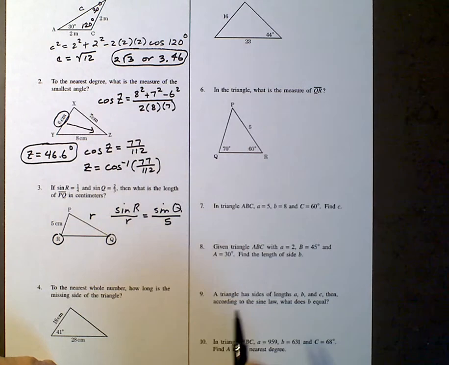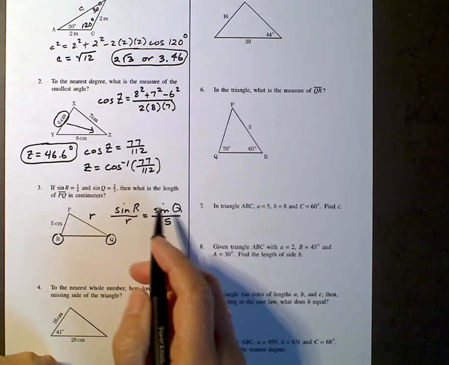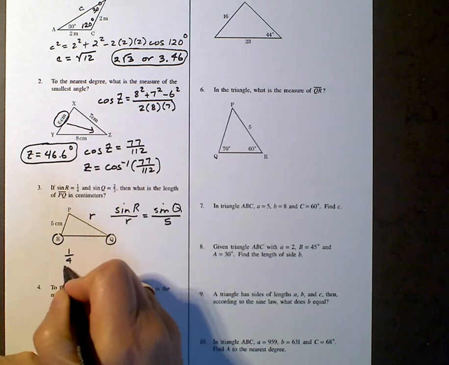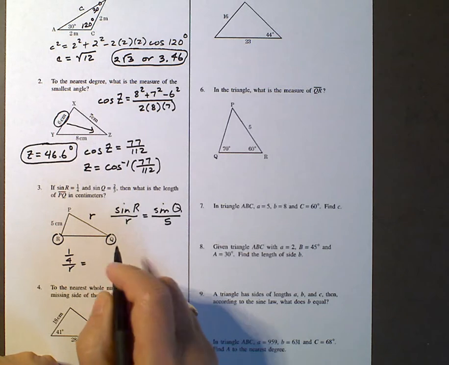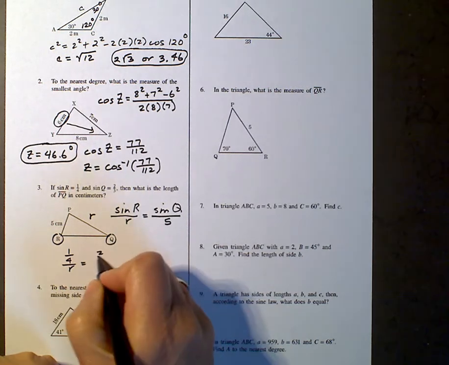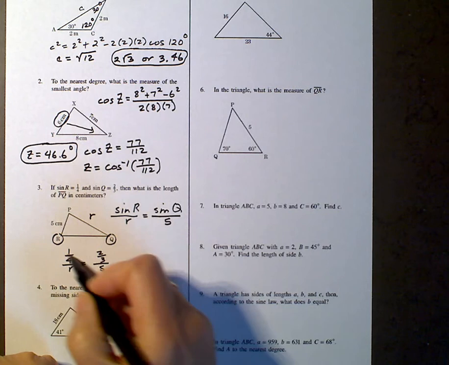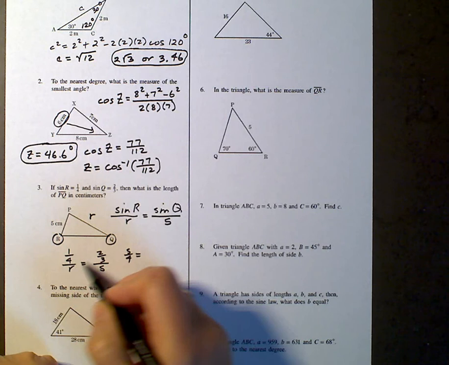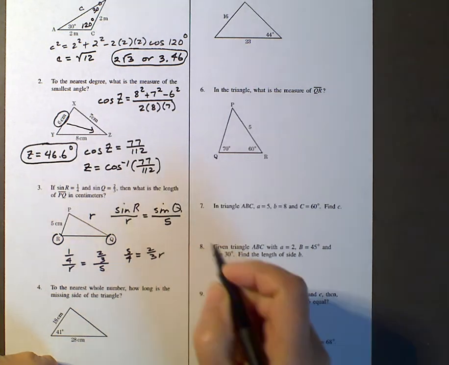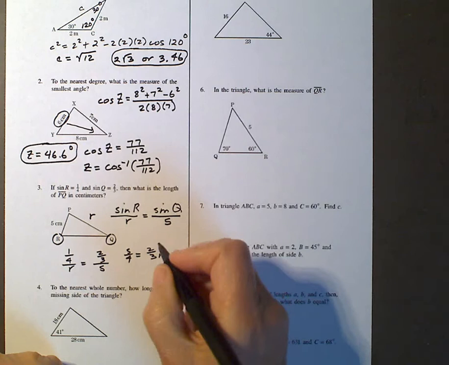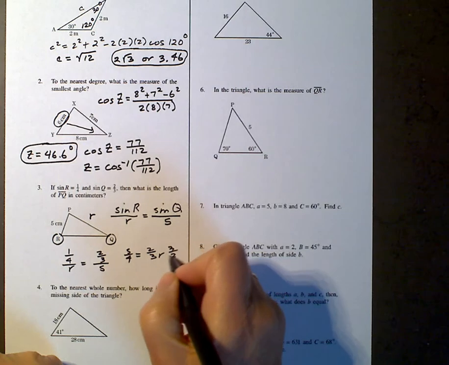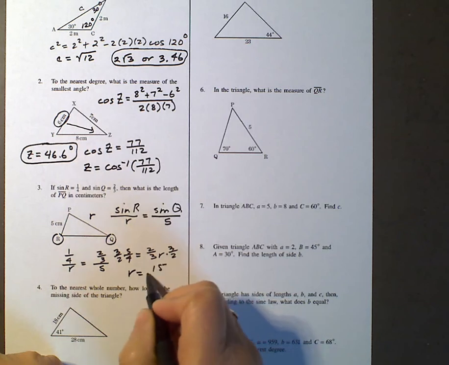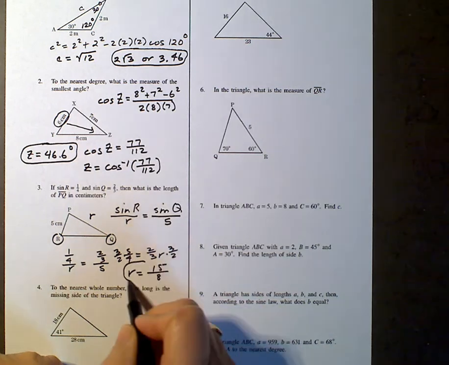Okay, and I know the values for the sine of R and the sine of Q, so substituting, I can say 1/4 is to r as 2/3 is to 5. And then cross multiplying, 5 times 1/4, 5/4 is equal to 2/3 r. And multiplying both sides by 3/2 to isolate the r, I get that r is equal to 15 over 8. And we'll leave it at that.